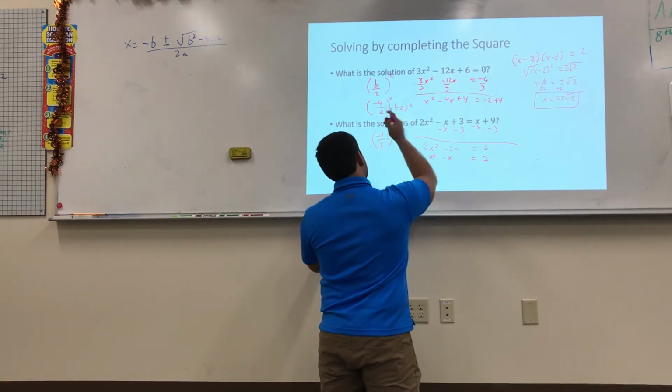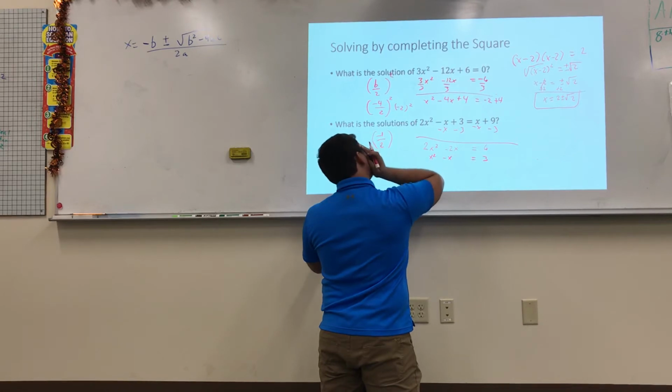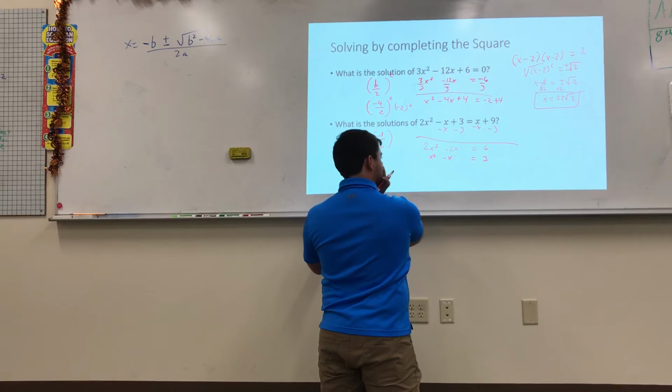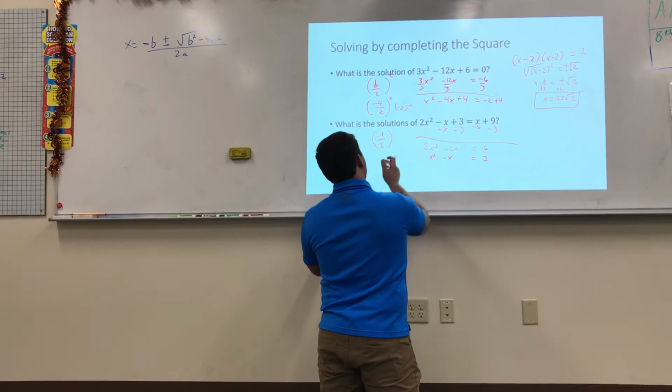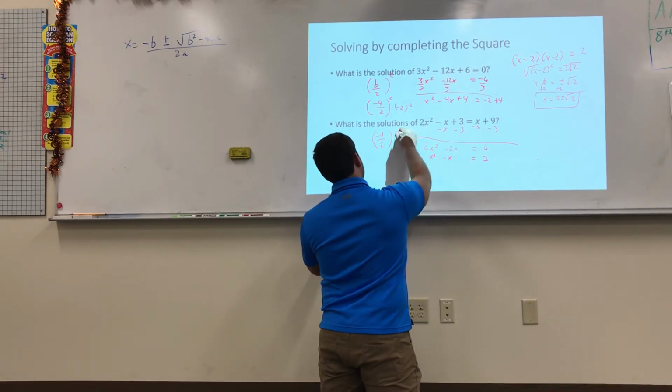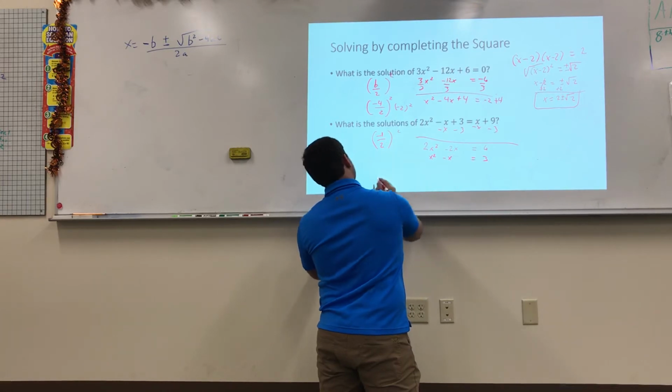So when I do this, I'm going to end up getting squaring it, and this is going to be still negative 1/2 or 0.5. You square it, you're going to end up getting 1/4.